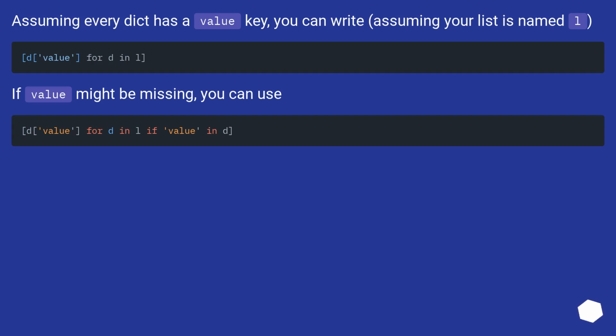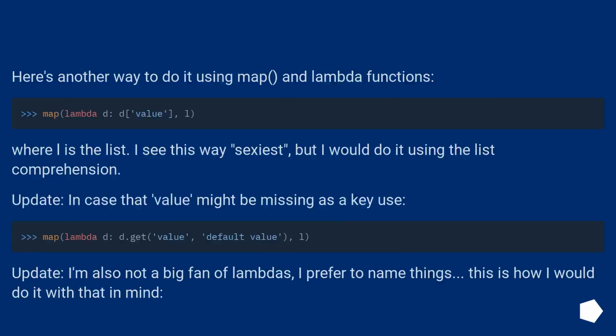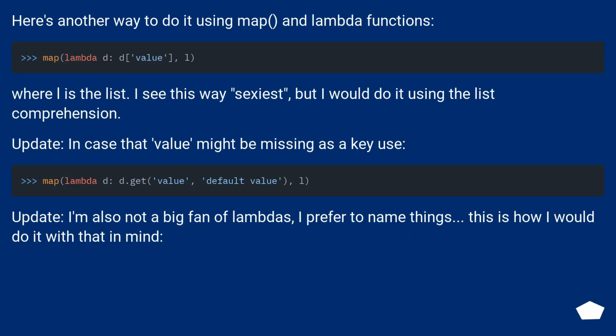Assuming every dict has a value key, you can write this, assuming your list is named L. If value might be missing, you can use this. Here's another way to do it using map and lambda functions, where L is the list. I see this way as sexiest, but I would do it using the list comprehension.